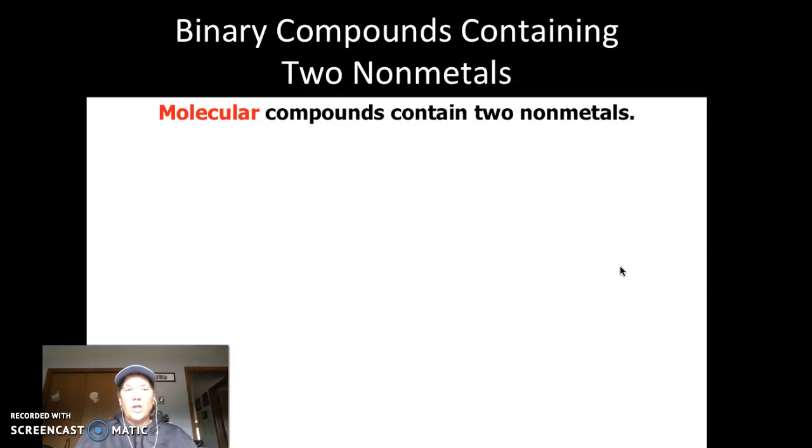You've got to worry about the charges. You've got to crisscross. If you have a molecular compound, you have 2 nonmetals. They don't transfer electrons. There's no ions going on. They stick together and form molecules. So when you have 2 nonmetals like oxygen and nitrogen, there's a different system for naming them.